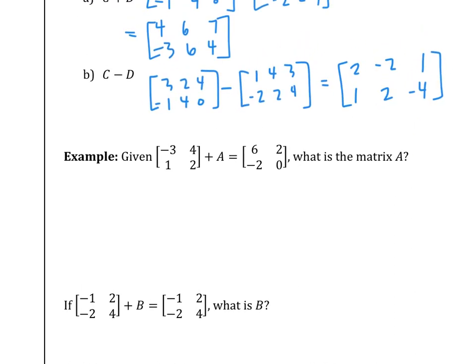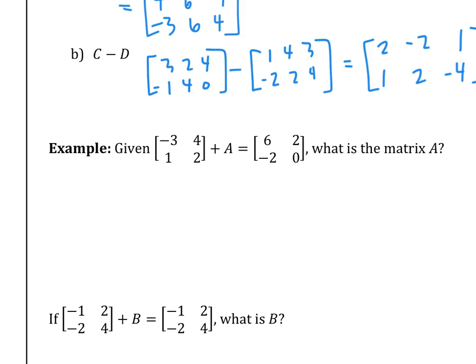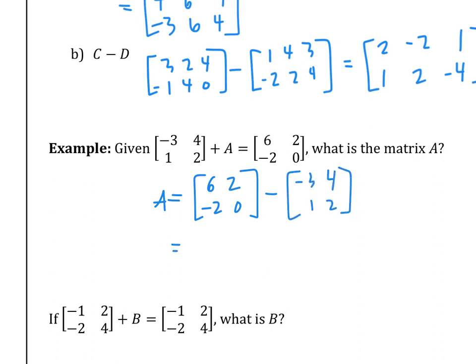All right, let's try this. Given a matrix plus A matrix is equal to another matrix, what is the matrix A? This is very easy. What you want to do is get rid of this, and you get rid of that by subtracting. So this is going to be A matrix is equal to 6, 2, negative 2, 0 minus negative 3, 4, 1, 2. Okay, which is going to be 9, negative 2, negative 3, negative 2.